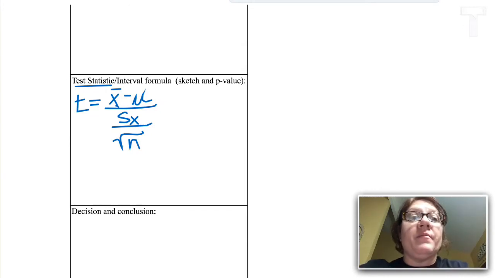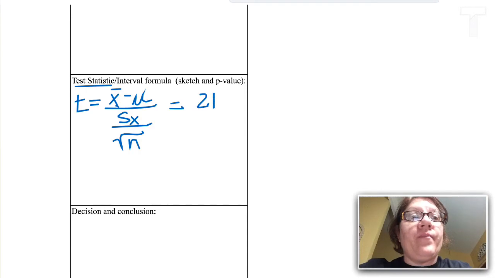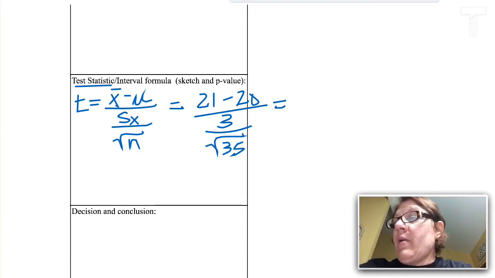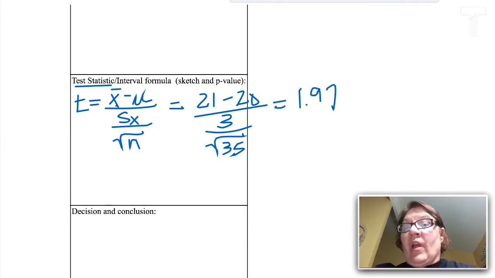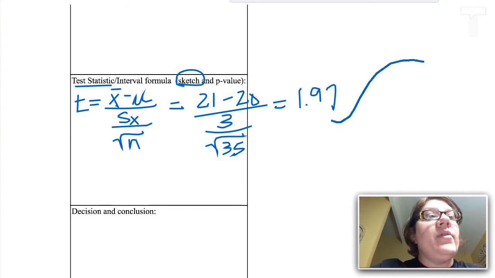So for us, our x bar was 21 minus our mu from our hypotheses, which was 20, over s sub x, which was 3, divided by the square root of 35. And if I work that out, I don't even know what I get. I'm going to check it. 1.97.